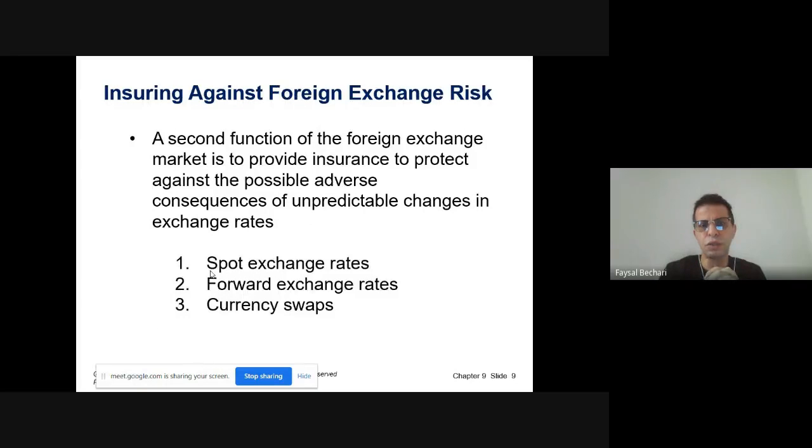Now, insuring against foreign exchange risk is a second function of foreign exchange markets: to provide insurance to protect against the possible adverse consequences of unpredictable changes in exchange rates. So we say there are two things. One, when you're buying goods and services or importing goods and services, you need the foreign exchange. And the second thing is just to have insurance.